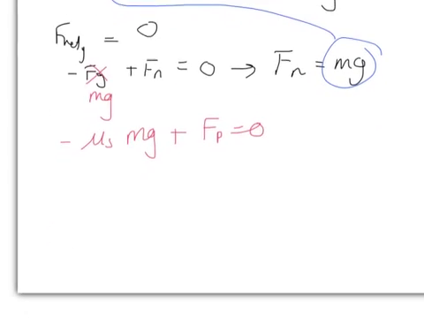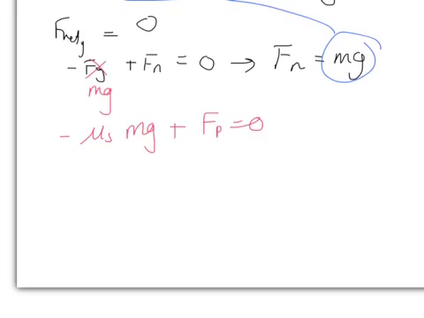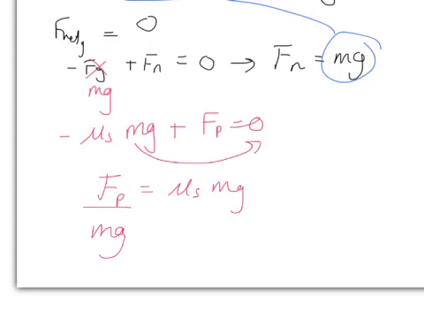And now all we need to do is solve for mu s. Let's add that whole term over. We'll leave Fp alone on the left-hand side. We'll add this whole thing over because it's currently negative, so that mu s becomes positive, and divide by mg. I'm just going to erase the mg, divided by mg. And that's what mu s is equal to.